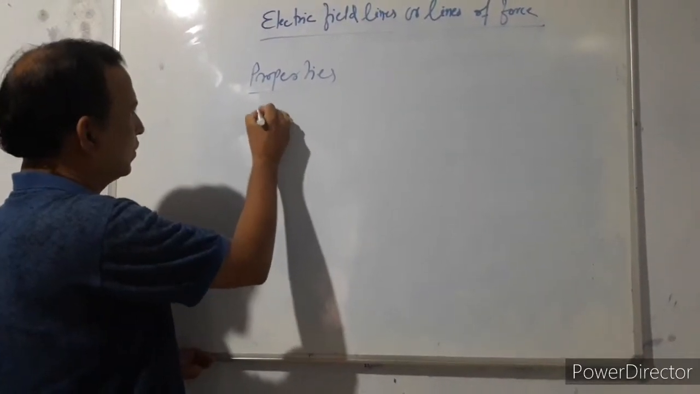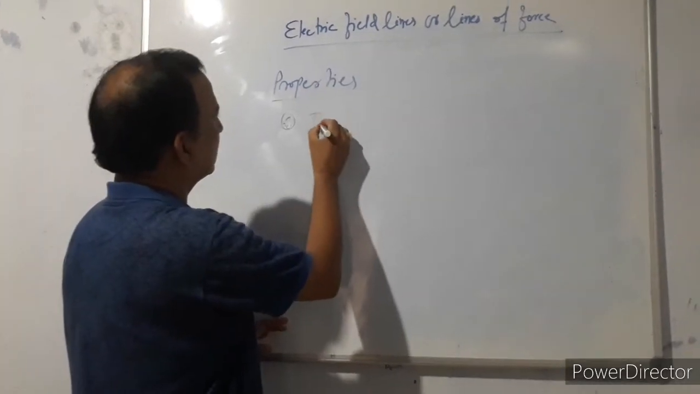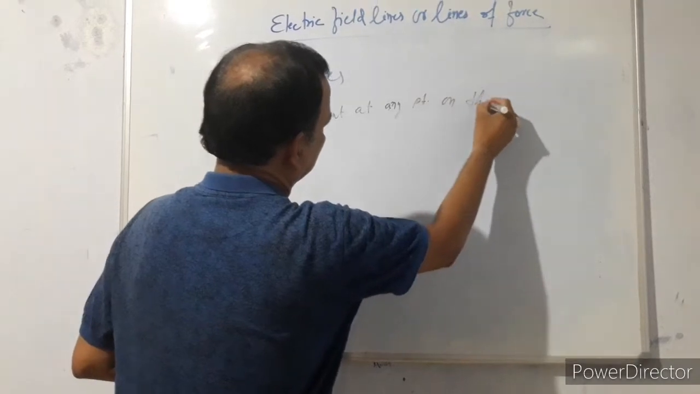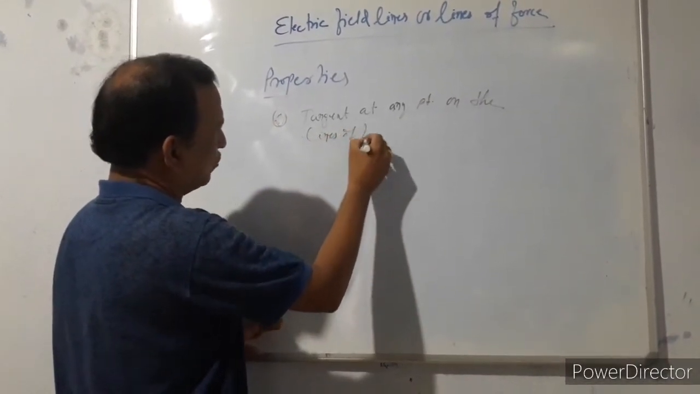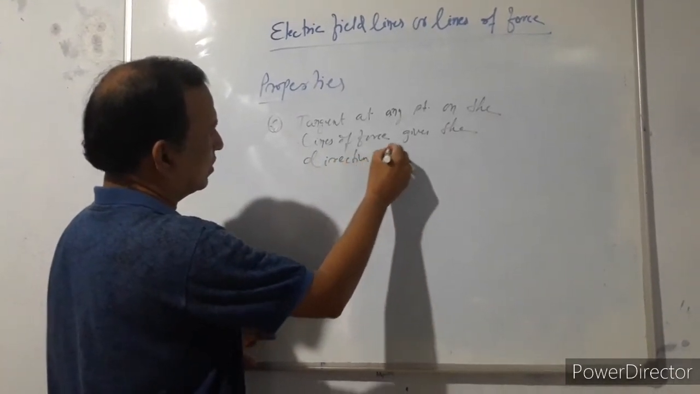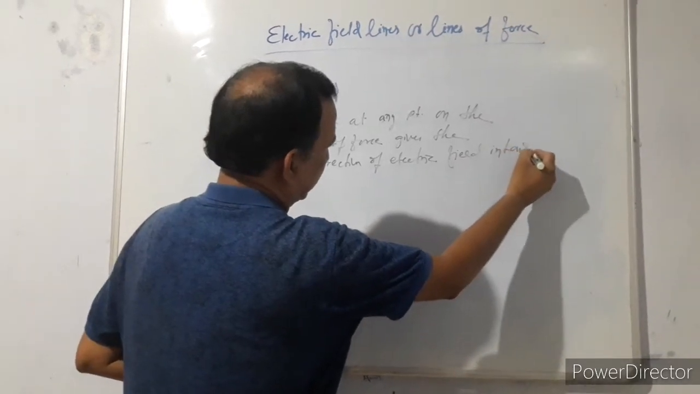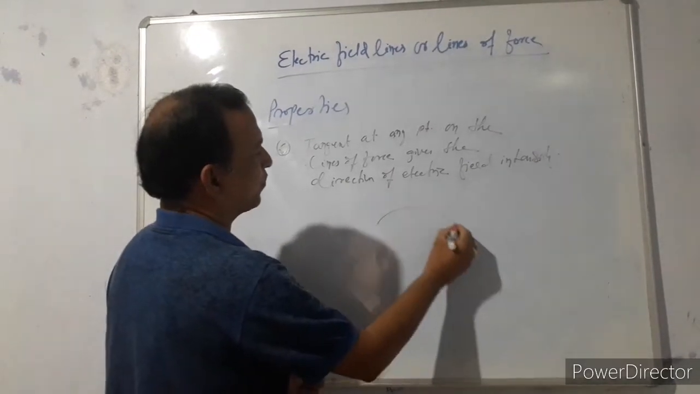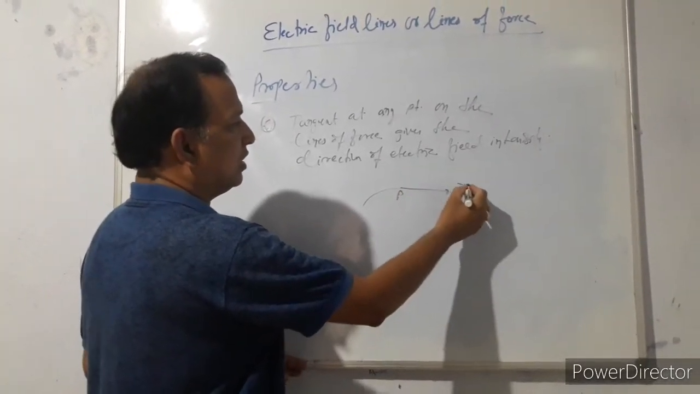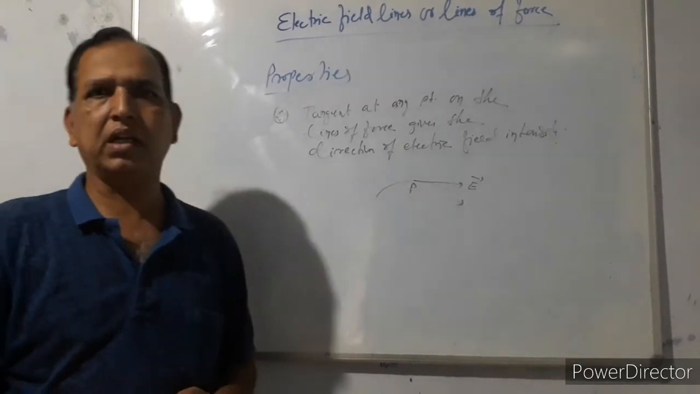Number 2. A tangent at any point on the lines of force gives the direction of the electric field intensity. Means P is a point on the lines of force, so a tangent is drawn. This is the direction of the intensity. This is the second property: a tangent at any point on the lines of force gives the direction of the electric field intensity.